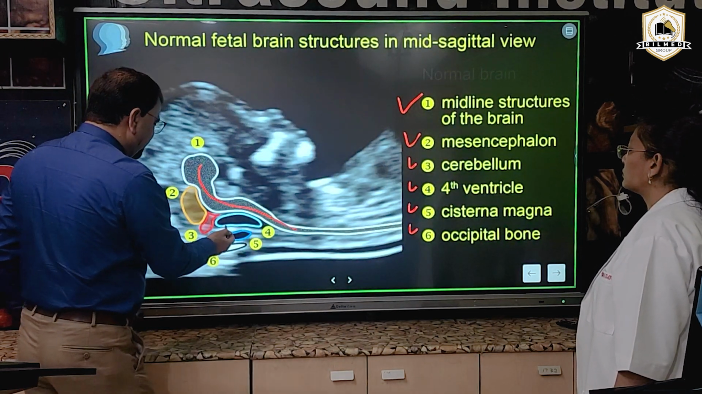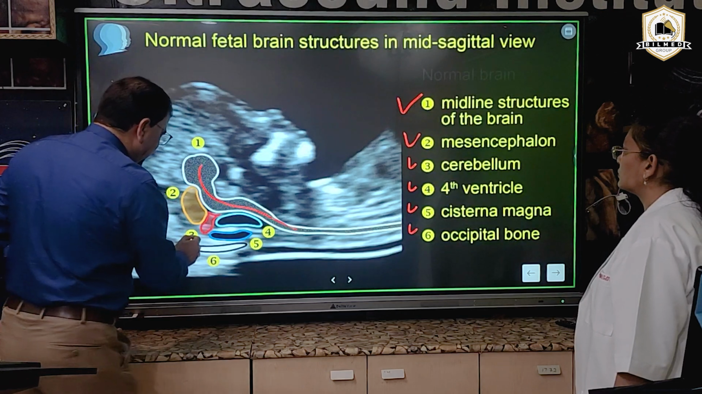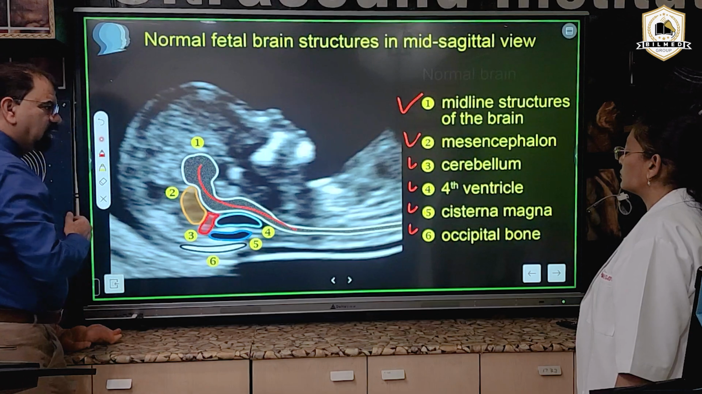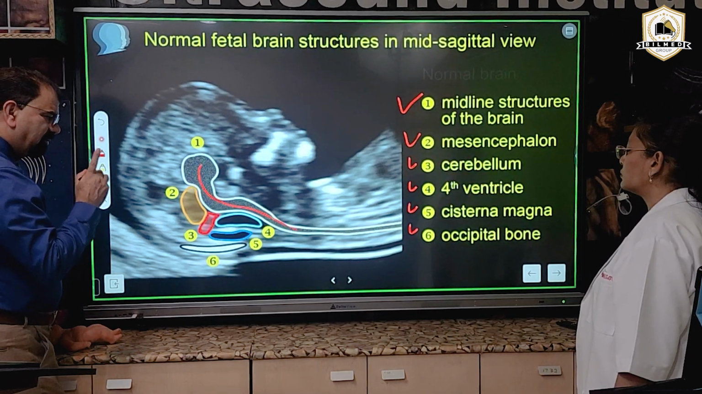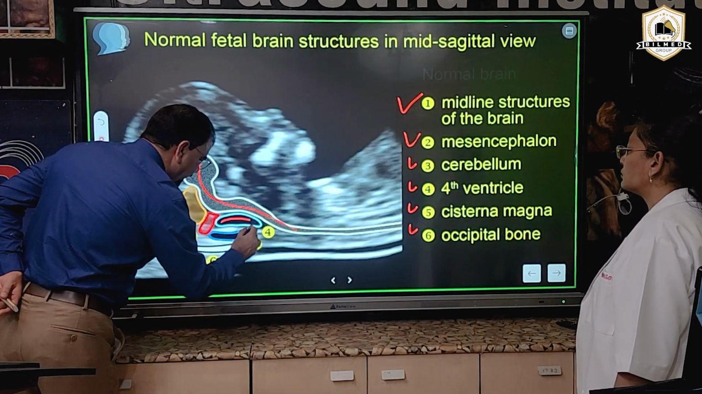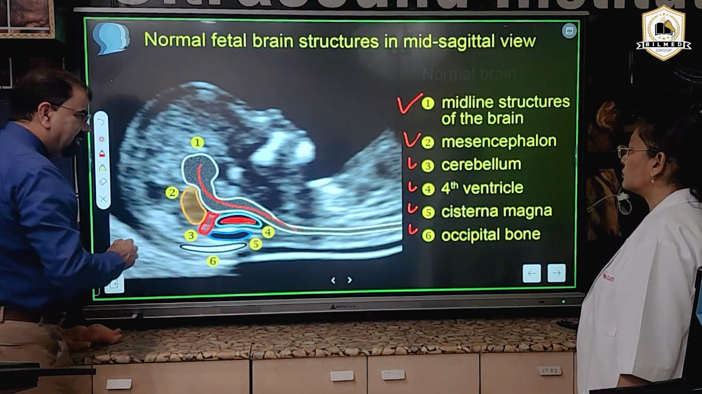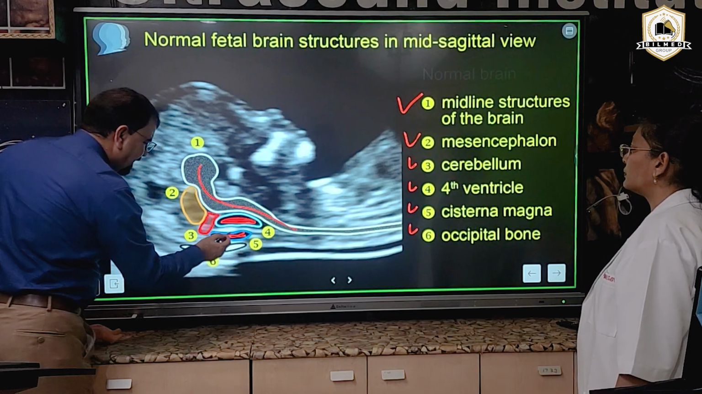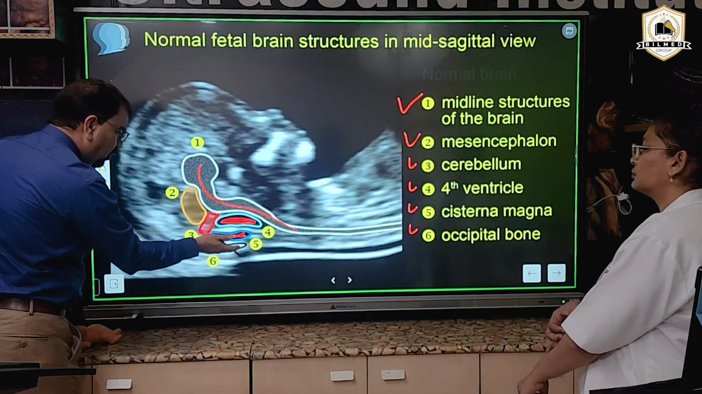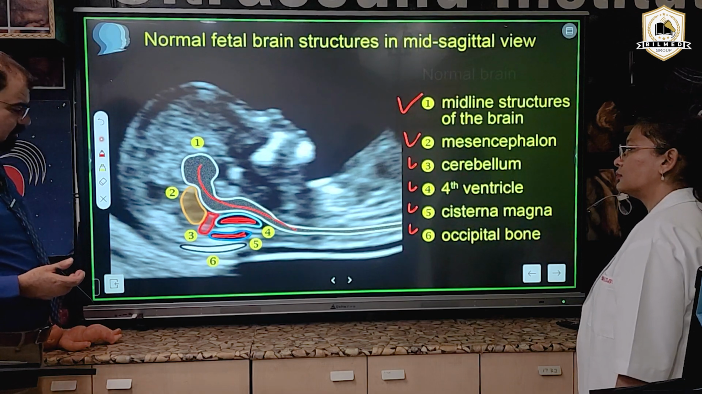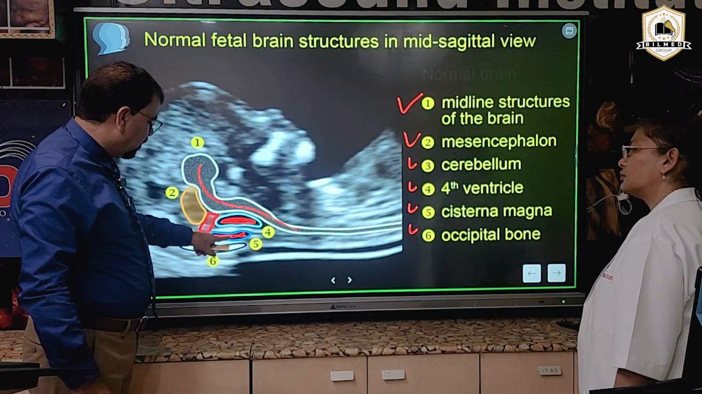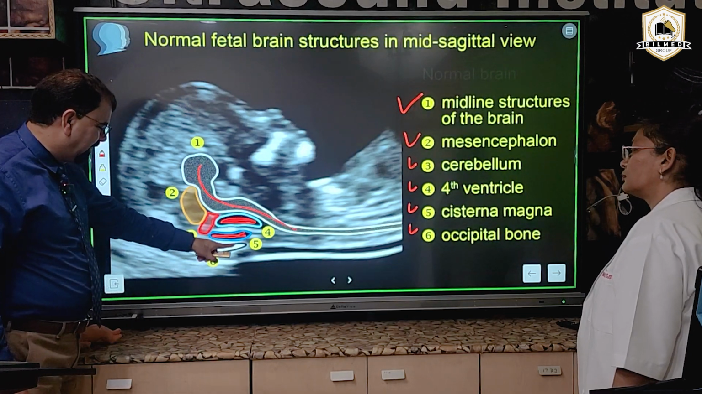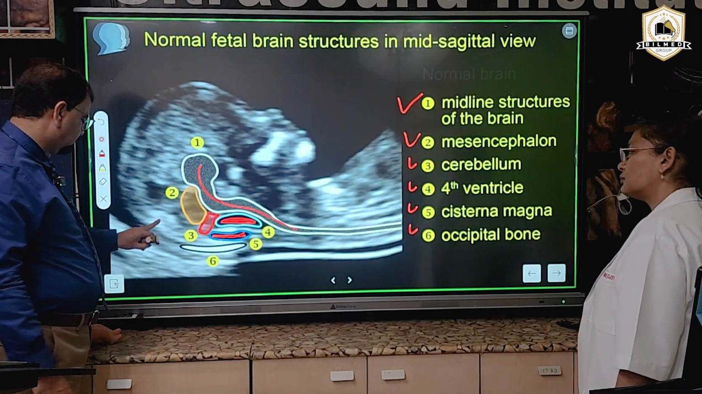See where my mesencephalon is over here. Now the cerebellum, this is the cerebellum. Now the fourth ventricle, this is the fourth ventricle over here. This is the ICT. And what is over here? This is the cisterna magna. So can I say that the cisterna magna is posterior to the fourth ventricle? I will not be wrong. I will see the cisterna magna here, the fourth ventricle here, and here I have the occipital bone.